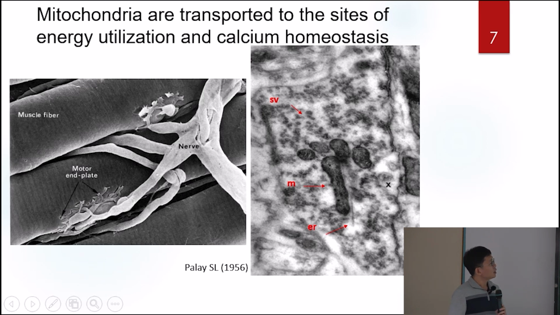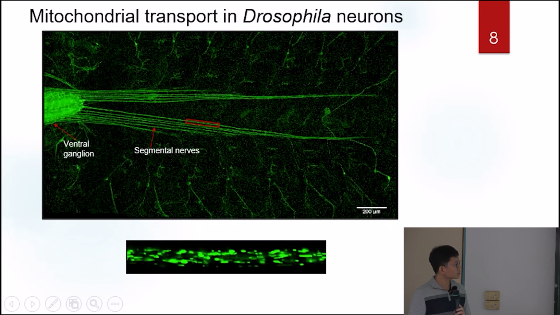Therefore, because most mitochondria are synthesized in the cell body, they need to be transported a long way from the cell body to the synapse to provide energy and calcium homeostasis. Some dysfunctional mitochondria can go back to the cell body for recycling.